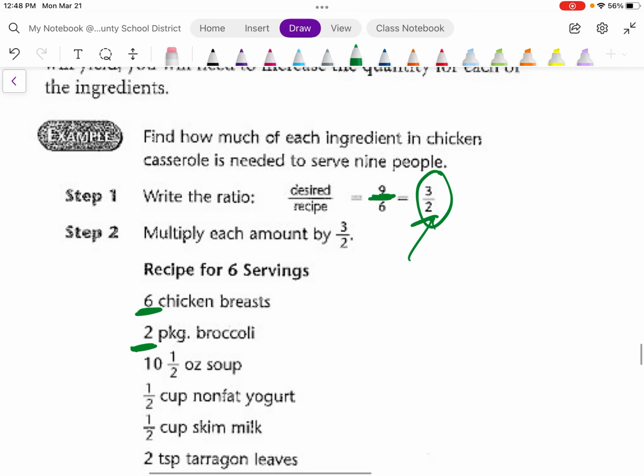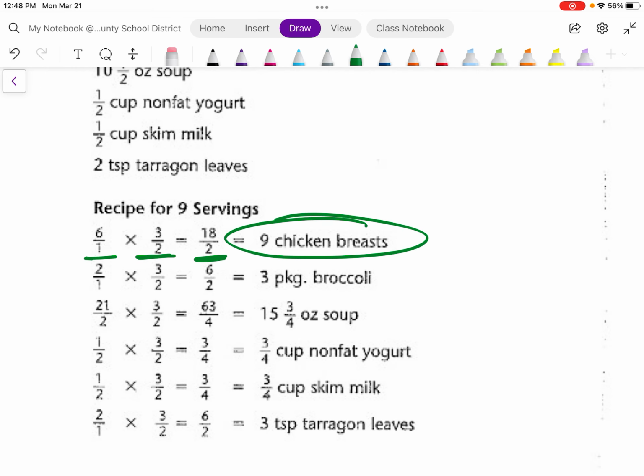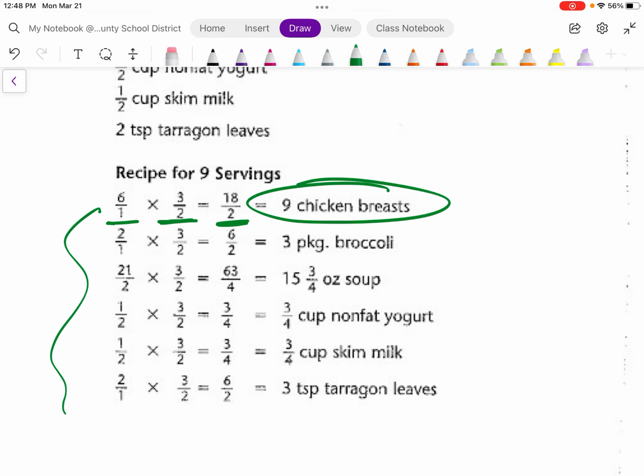So now, if I'm trying to feed 9 people instead of 6, I don't need 6 chicken breasts. I need 9 total. So this walks you through how you would do that. If you wanted to feed more people than the recipe calls for, you would just change your fraction to be higher in the numerator than in the denominator.